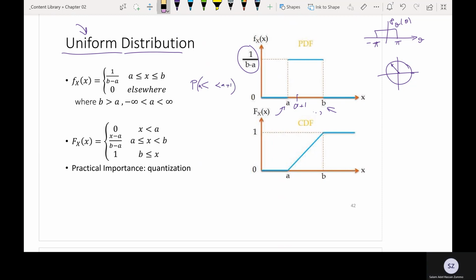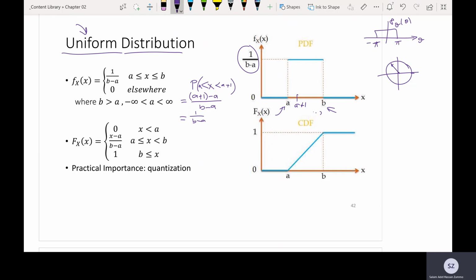What do you think, guys? It's A plus 1 minus A, right, divided by B minus A, which is A cancels A and it will be 1 over B minus A. This is an example, and you can ask anything like that. So basically the point here is that the probability that X lies within a certain period is the width of the period divided by B minus A.